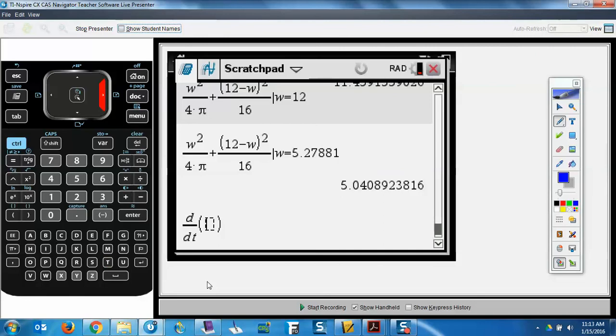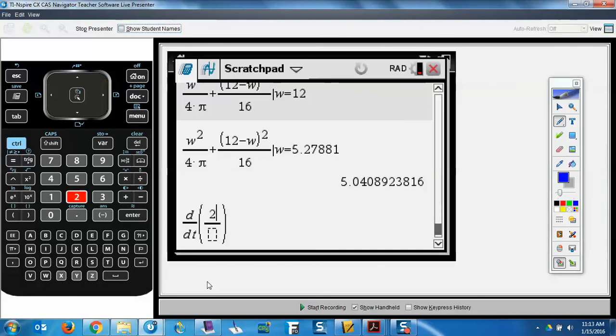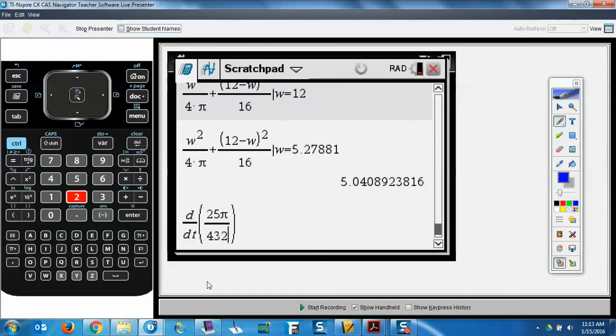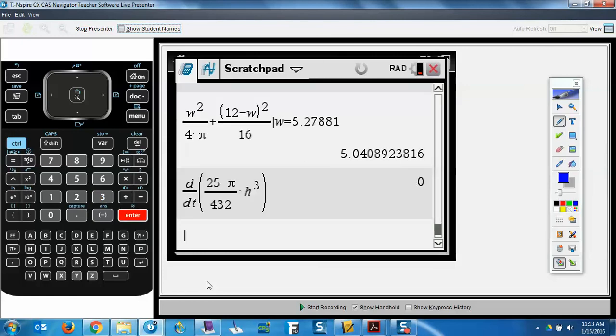So put 25, do a fraction, and do 25 pi over 432, and then arrow right, and then put h cubed. It just gives a 0. Yeah, see, because I think it treats h as a constant. Anything that's not a t, it treats as a constant. So that's not going to work.